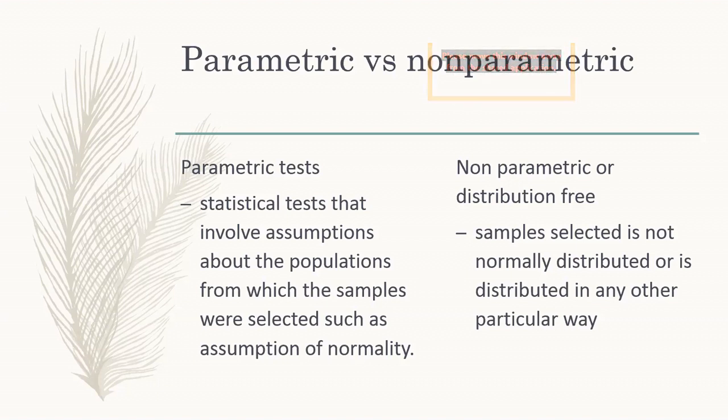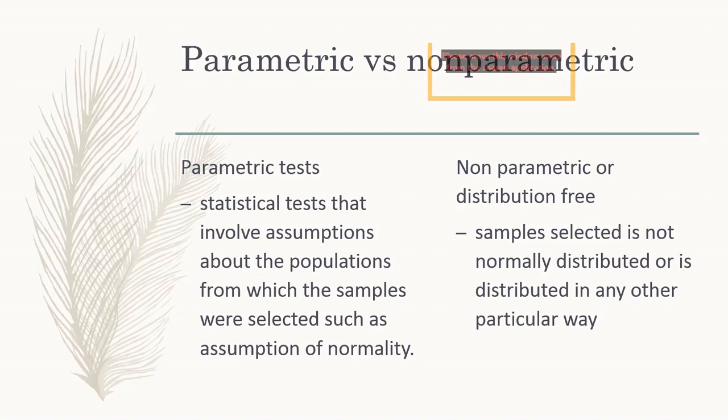So when we say parametric, most of the time, the assumption is the population is normally distributed. Okay? Now, what about non-parametric? Why did we say non? Of course, it's the opposite, non-parametric. The sample selected is not normally distributed or is distributed in any other particular way. Parametric, normal. Non-parametric, not normal.